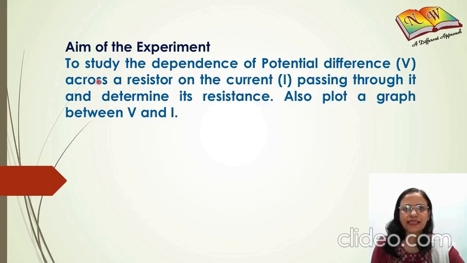The aim of this experiment is to study the dependence of potential difference, that is V, across a resistor on the current, that is I, passing through it, and determine its resistance. We will also learn how to plot a graph between V and I.